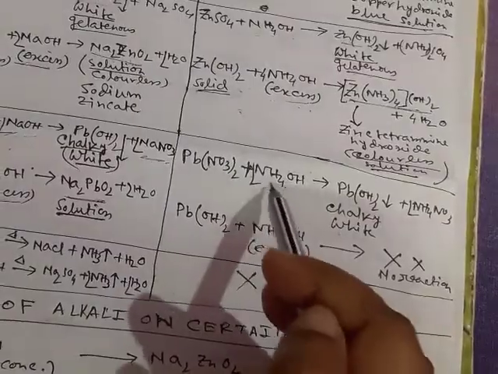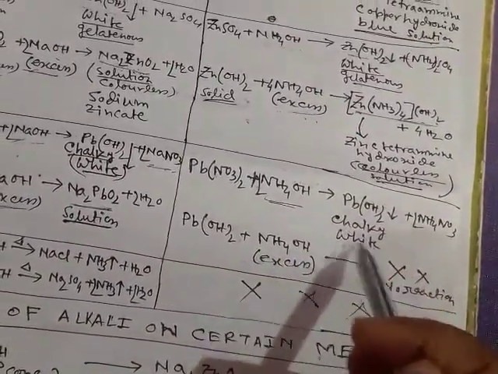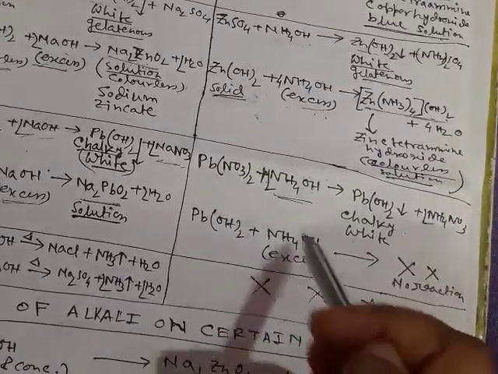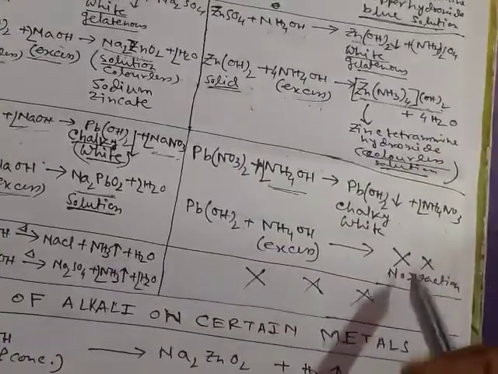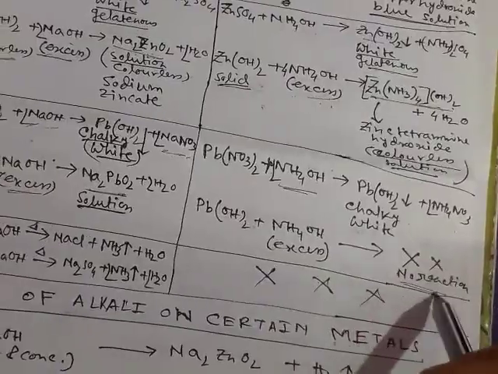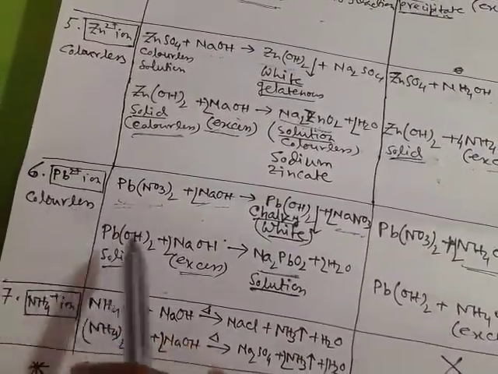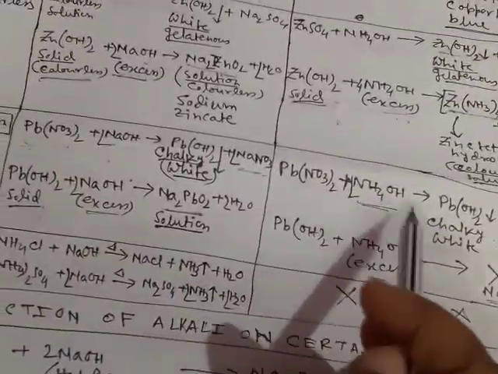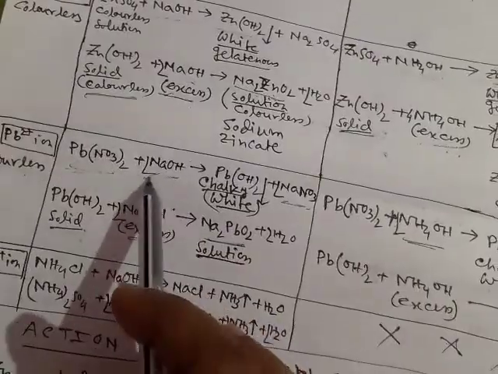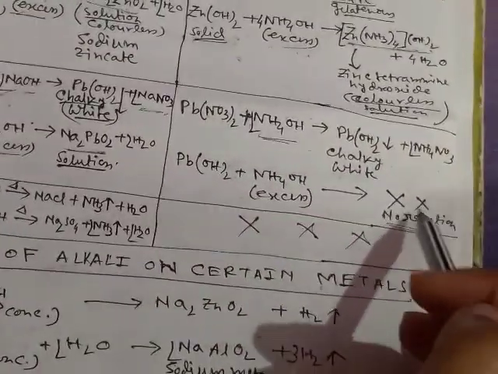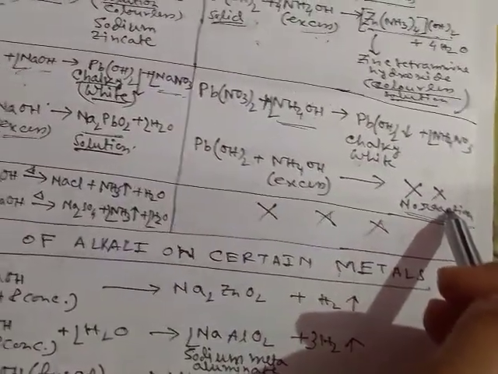But in case of ammonium hydroxide, the chalky white precipitate is initially obtained, and if you add excess ammonium hydroxide, there will be no reaction. That is, from this reaction of the lead ion solution also we can differentiate sodium hydroxide and ammonium hydroxide. For excess of sodium hydroxide, the precipitate becomes soluble. For excess of ammonium hydroxide, the precipitate remains intact.